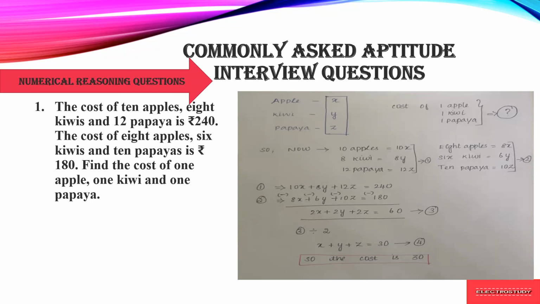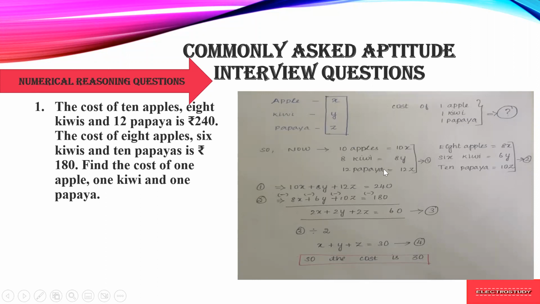So now be clear. Now you have read the question. You have three fruits: apple, kiwi and papaya. You name them with some symbols. Here I have assumed apple as X, kiwi as Y and papaya as Z. Now what they have asked is to find the cost of one apple, one kiwi and one papaya.